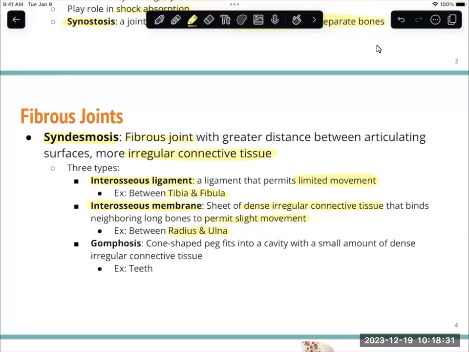That interosseous membrane that's holding those two bones together is a sheet that travels that entire length of that bone, allowing your arm to move. The other one, symphysis. This is like a peg in a socket. Your teeth. Your teeth are all symphysis joints. Again, there is dense irregular connective tissue that is holding your teeth in their sockets.